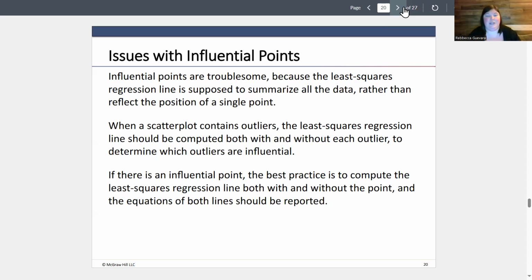If an outlier is influential, the best practice is to compute the least squares regression line with and without the point, and the equation of both lines should be reported. So we have to look for those influential points because we have to look at what happens to the data when it's there and when it's not there. Just because we have one outlier doesn't mean that there aren't other outliers elsewhere in the data, if we had more of the data. We can't completely ignore it because it may be very important to how the data looks, but we also want to have a good predictive model of what's going on. So sometimes we need to remove that point so our model's a better predictor.